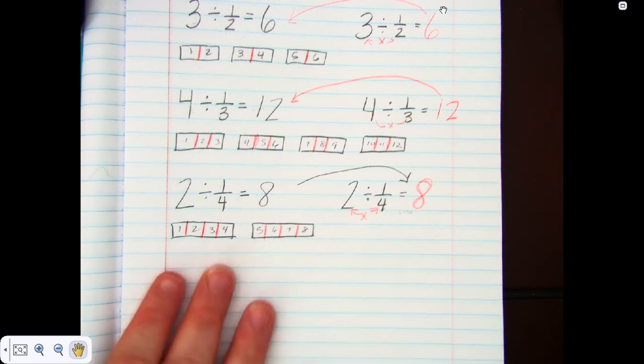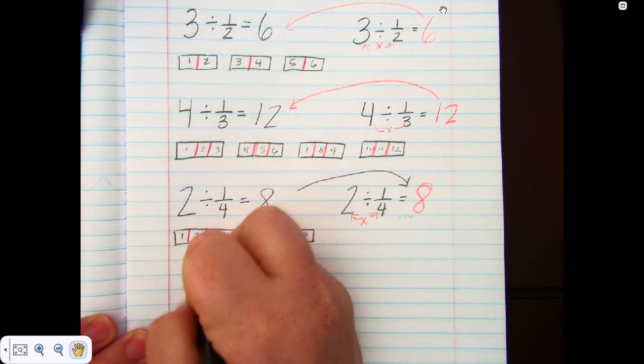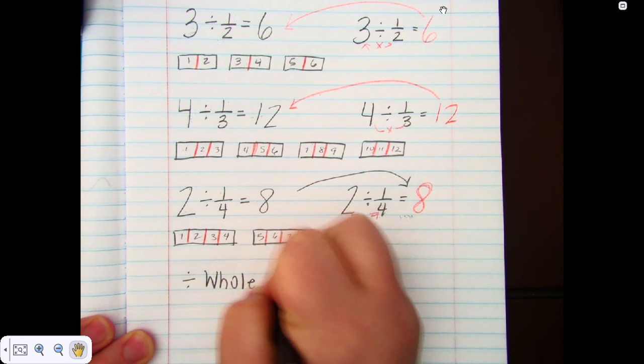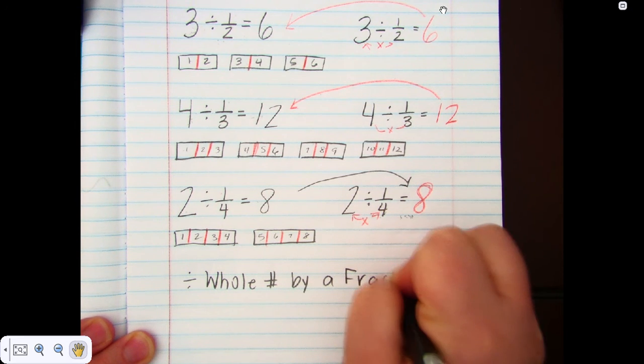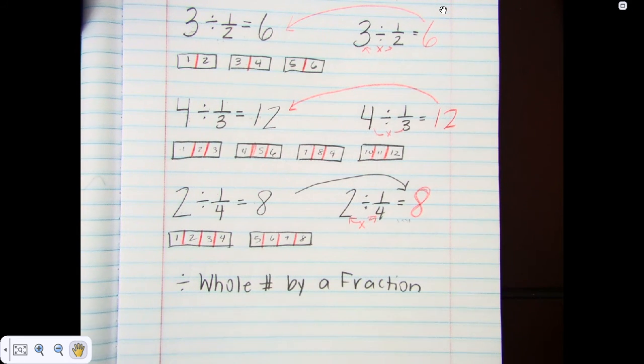So when you're solving these problems of dividing a whole number by a fraction, you can use whichever process works best for your brain, right? I want to go ahead and show you how to find this on Mastery Connect as well.